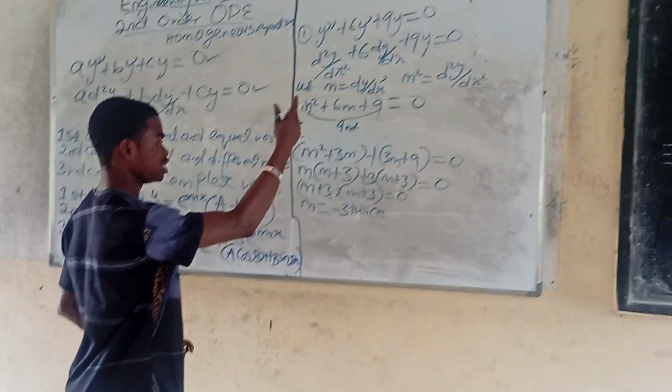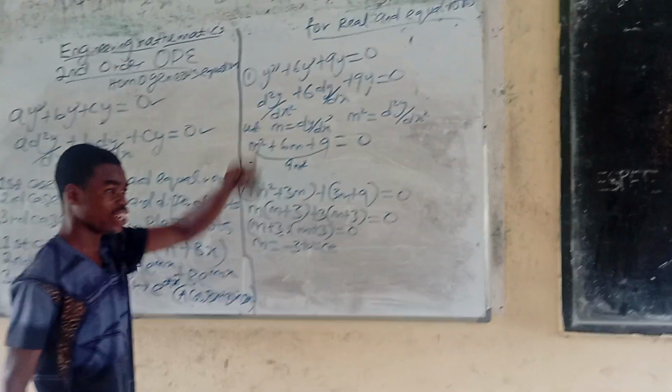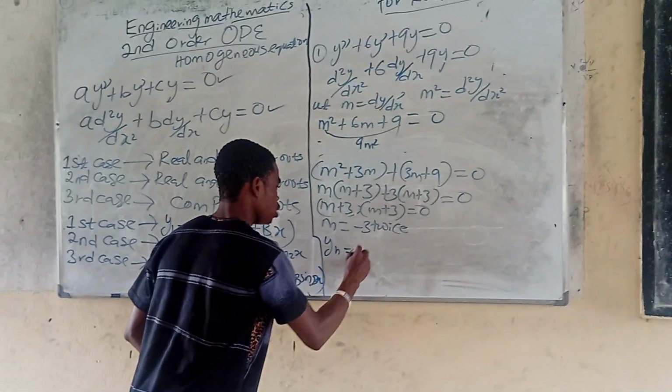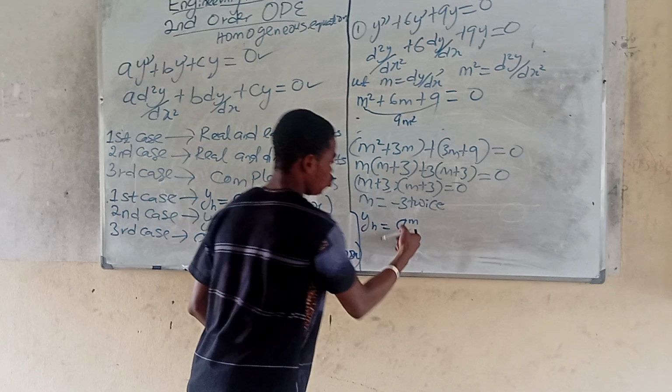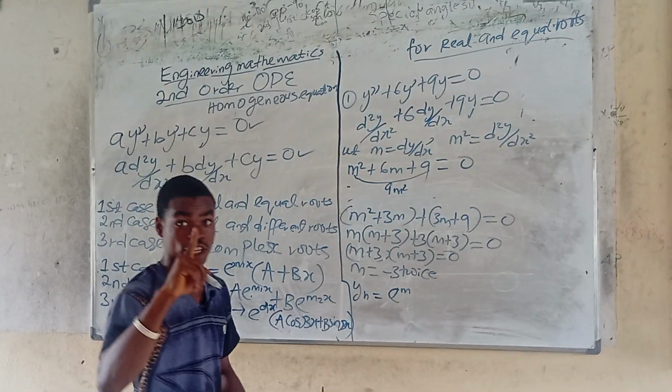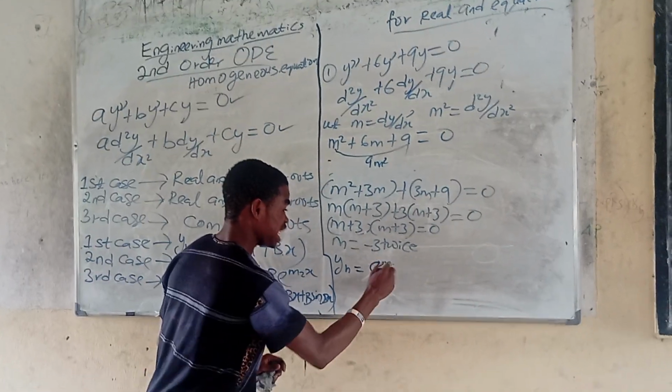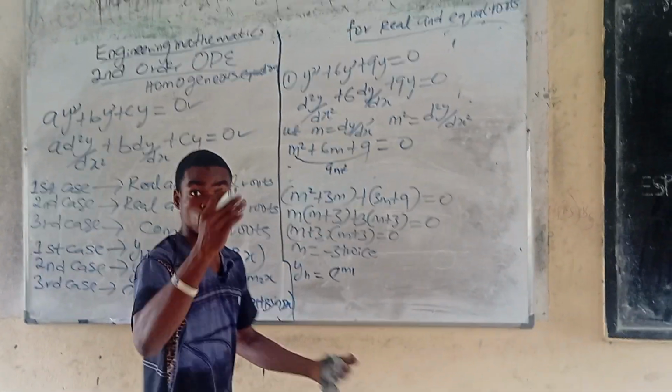So what's the form of expressing a real and equal root? For real and equal roots, the y homogeneous equals e to the power of m. Why is it m? Because they are equal roots. We didn't say m1 and m2, because they are equal roots.